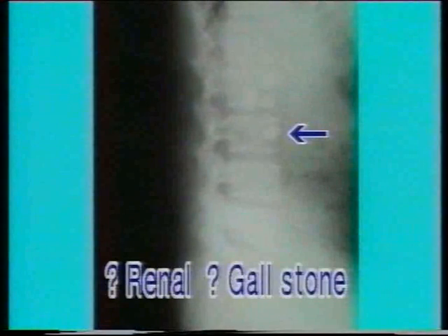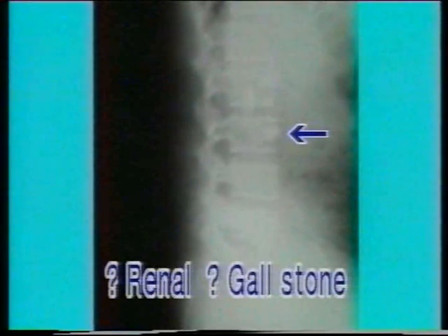In this lateral X-ray, the renal stones of this patient are seen to overlap the vertebral body. If a stone lies anterior to the vertebral bodies, it is unlikely to be a renal stone.